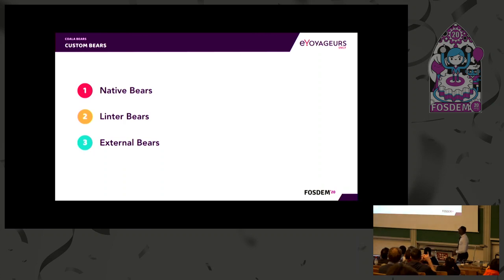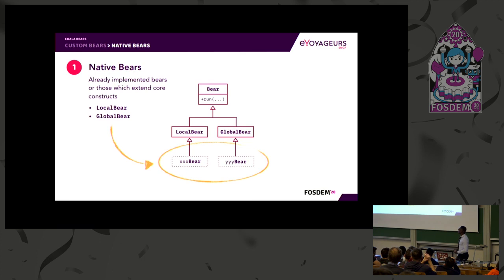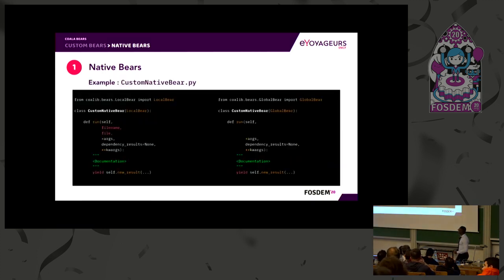So bills. To write a bill, you have three main categories. You have native bills, linters, to do linting, and you have external bills. What are native bills? Native bills are the bills that extend for local bills and global bills. Simply like this. If you want an example, that's a native bill. As you saw, the Hello World bill was the native bill. Then I just implement the run function and yield some result.